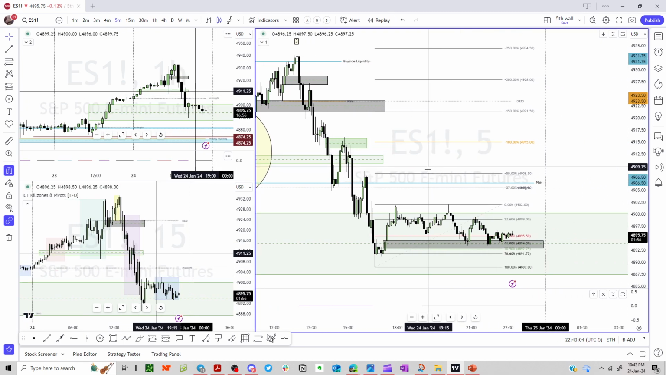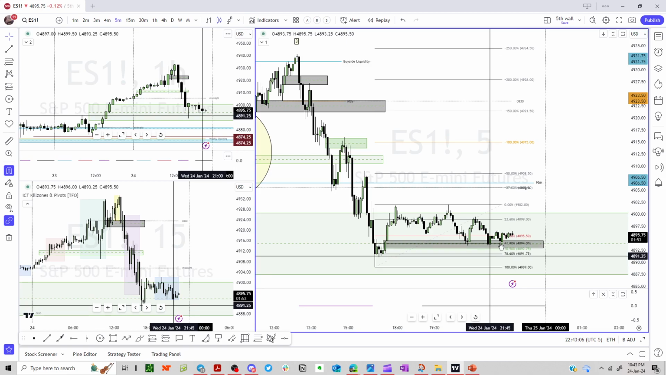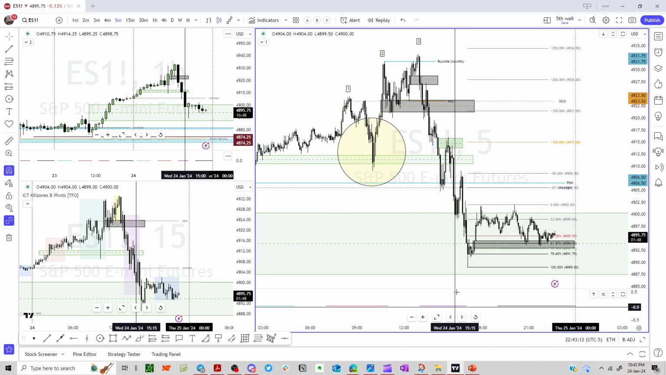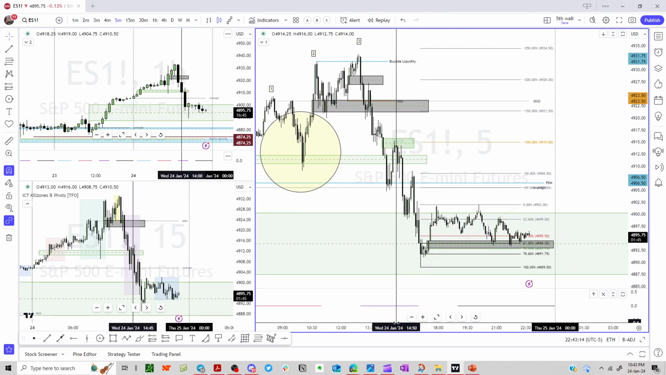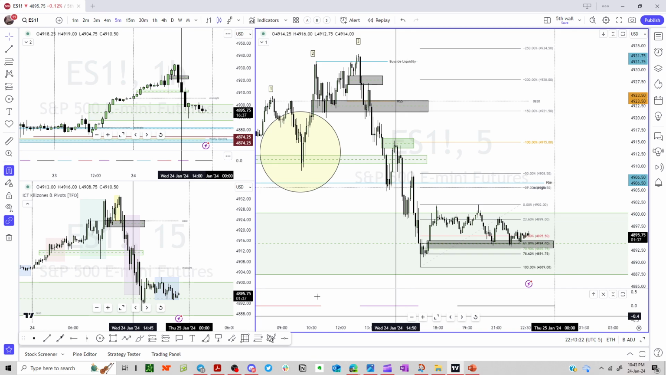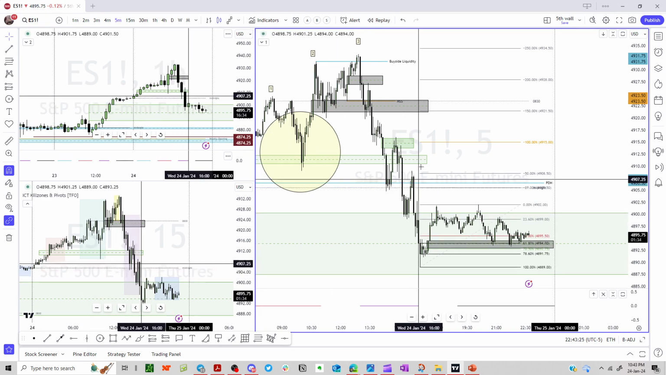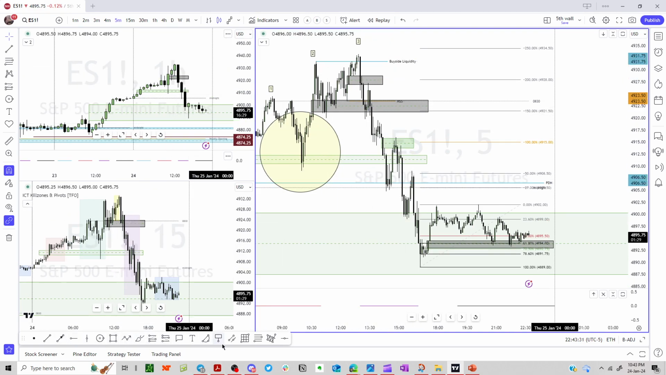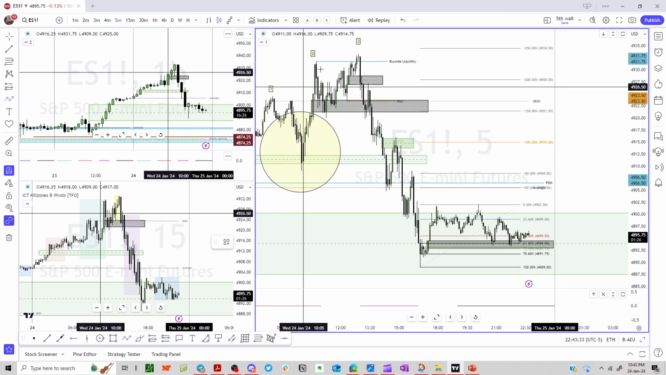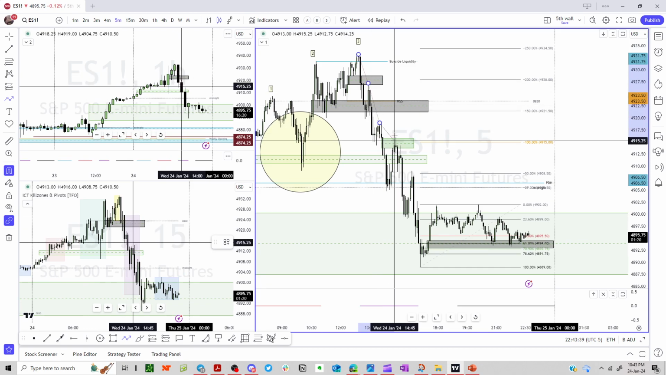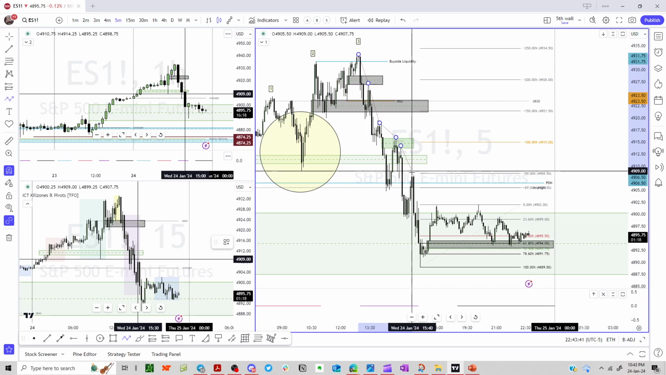So I'm anticipating a long here. Not sure if that's valid or not, but hypothetically, for entertainment purposes. Yeah. If it goes long, it should take out all these nice and lovely low resistance liquidity run here. Boom.